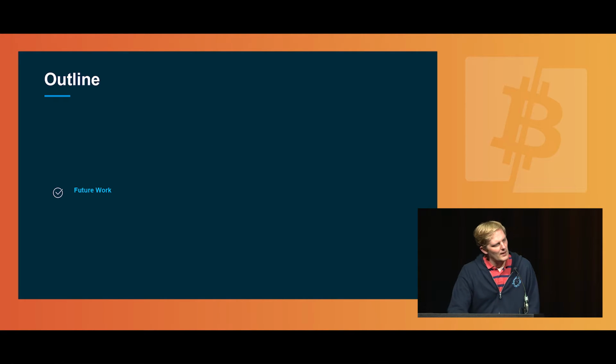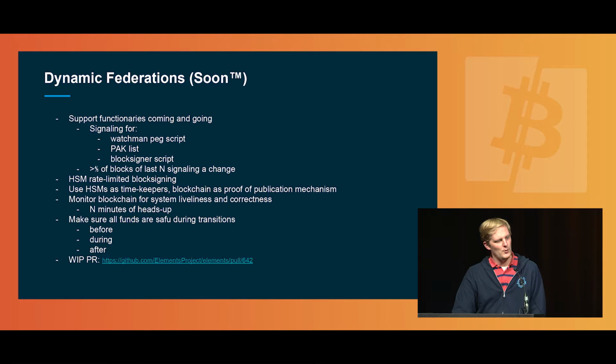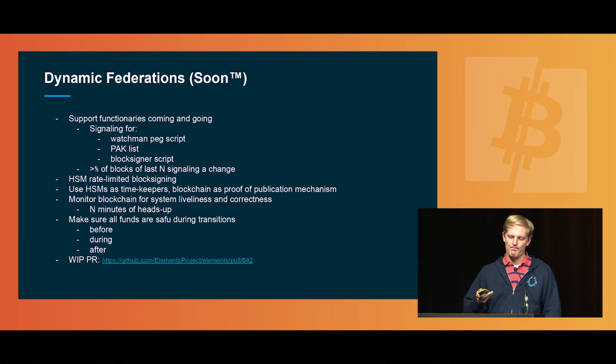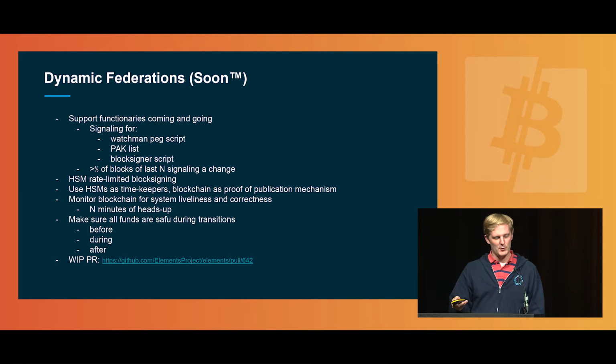Yeah, so future work. So things we will do or probably do. Dynamic federations is the first step. Right now it's static. So static Watchman set, static block signer set. We're looking to augment that, make it easy, a procedural way for having Functionaries come and go as required, and Watchman participants as well as part of that.